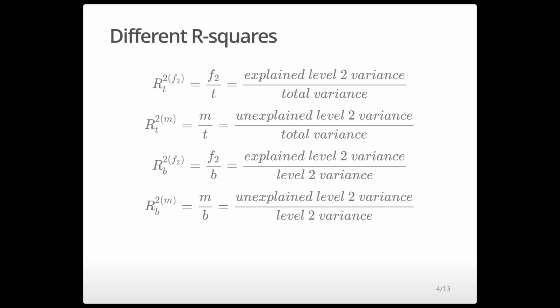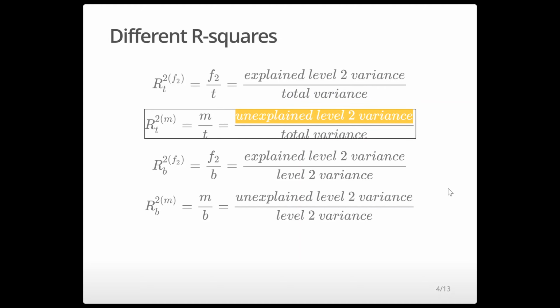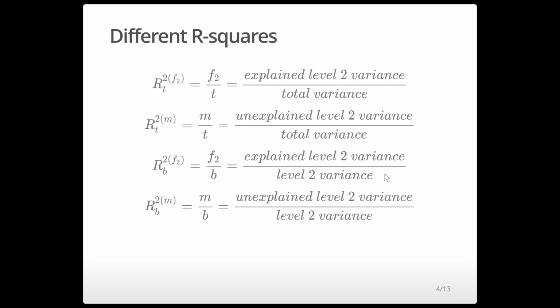So in the models that we're looking at here with level 2 predictors, F2 is the explained level 2 variance, and T is the total variance. M is the unexplained level 2 variance, and B is the between cluster, just the total level 2 variance. So again, F is the variability explained by the level 2 predictors. T is the total variability in the outcome. M is the residual level 2 variance that's not accounted for by the predictors. And B is the total between cluster variance that includes the variability that's accounted for by the predictors.